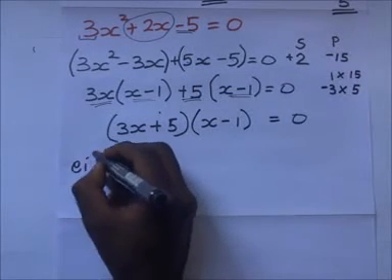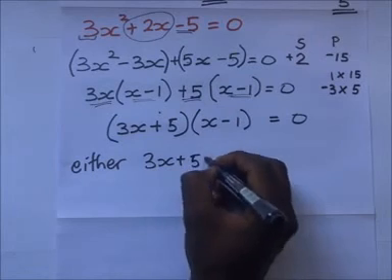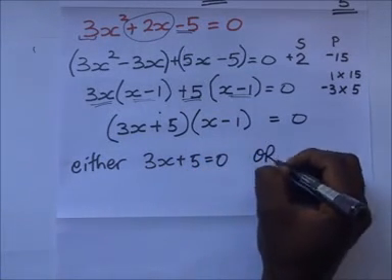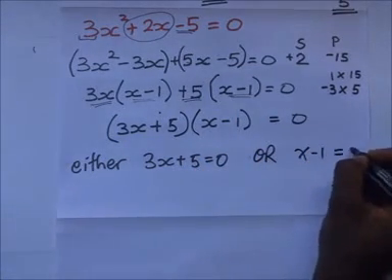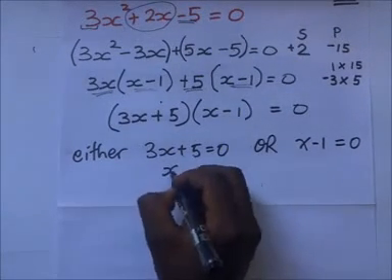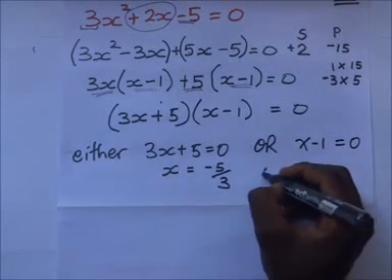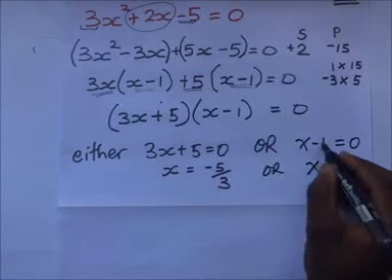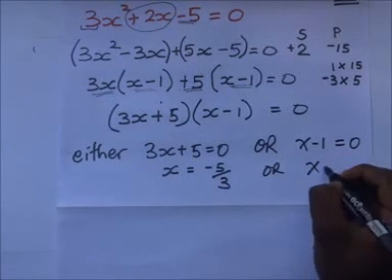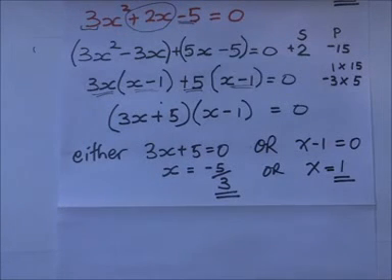From this point, it is either 3x plus 5 is equal to 0, or x minus 1 is equal to 0. And when we make x the subject of the formula here, our value of x is going to be negative 5 over 3, or our value of x here is going to be equal to 1. So the two values of x for that expression are negative 5 over 3 and 1.